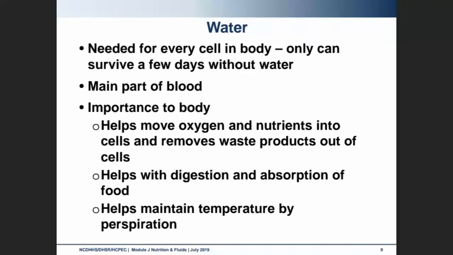So water, this is the most essential nutrient. We can only survive for a few days without water. It's needed by every single cell in the body, and it's the main part of our blood. Water is important because it helps to move oxygen and nutrients into our cells and remove those waste products out of the cells. It helps with digestion and absorption of our food, and it helps to maintain our body temperature through perspiration.